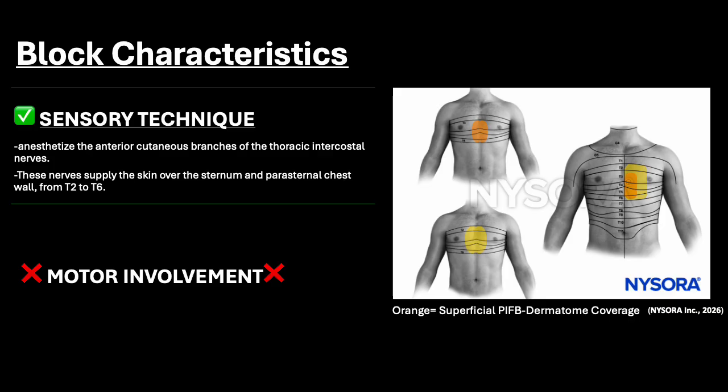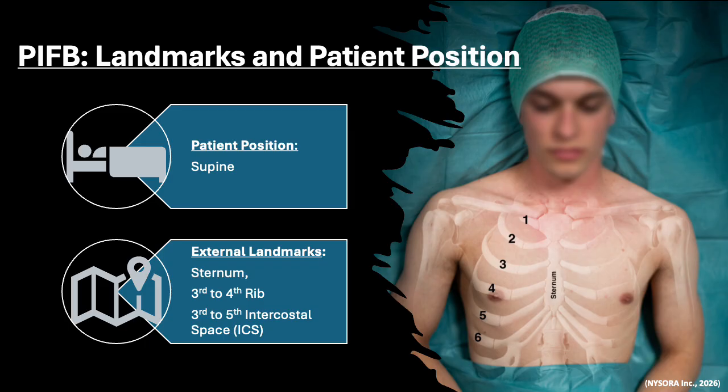Let's briefly discuss what this block actually provides. The PIFB is a sensory block. It anesthetizes the anterior cutaneous branches of the thoracic intercostal nerves from T2 through T6. Because motor nerves are not affected, patients maintain normal chest wall movement, making this an excellent option for preoperative and postoperative analgesia. Position the patient supine, palpate the sternum, then identify the third and fourth ribs, or corresponding intercostal spaces.